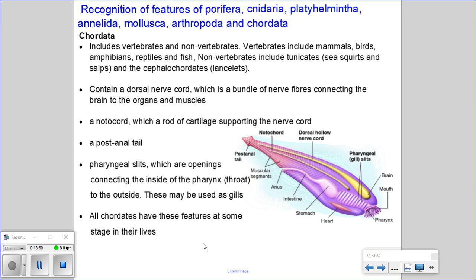Chordates contain a dorsal nerve cord, which is a bundle of nerve fibers connecting the brain to the organs and muscles. A notochord, which is a rod of cartilage supporting the nerve cord. A postanal tail. They will have pharyngeal slits, which are openings connecting the inside of the pharynx, the throat, to the outside. These may be used as gills. And all chordates have these features at some stages in their life. So at some point in their development or some stage in their life cycle, they will have these features.